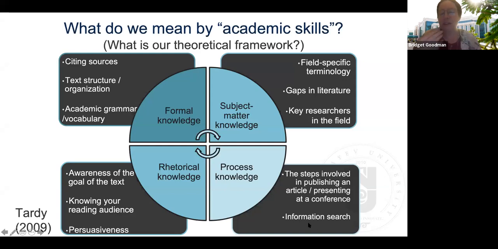Or how to conduct an information search, how to find literature, which keywords to use, which databases to look in. And students tend to be pretty skilled at this to a point. All right, any key questions before I move on? Okay then.